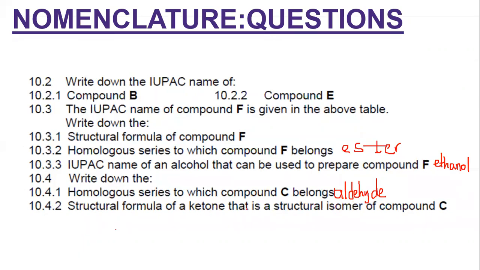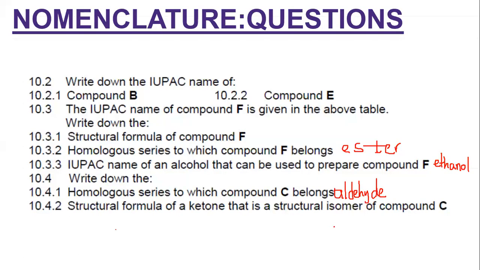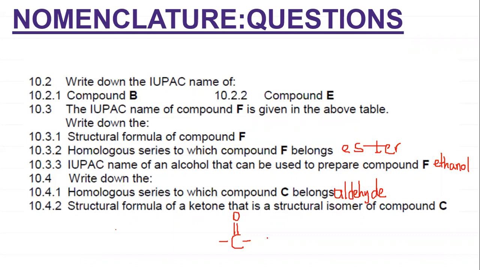The structural formula of a ketone that is a structural isomer of compound C. So they don't want us to draw compound C, and we already drew it for them. They want us to draw its structural isomer, which we know would be a ketone. So we need to take that carbonyl group and put it between the carbons for it to be a ketone. There's an aldehyde, so yes, we are drawing a ketone. So there will be a carbonyl group between the two carbons.